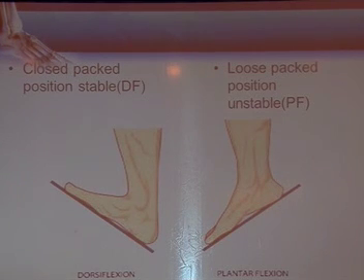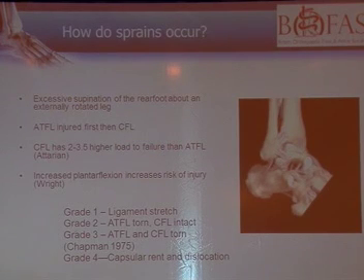If we look at stability, it is afforded primarily by the bony structure, the talus being recessed into a mortise, which is very strong, in addition to the ligaments, but the stability is also influenced by the position of the limb. In the dorsiflexed position, the ankle is much more stable because it's in the closed packed position with the maximal width of the talus incorporated into the mortise, and in the loose packed or the unstable position, the ankle is in plantar flexion. So how do sprains occur?